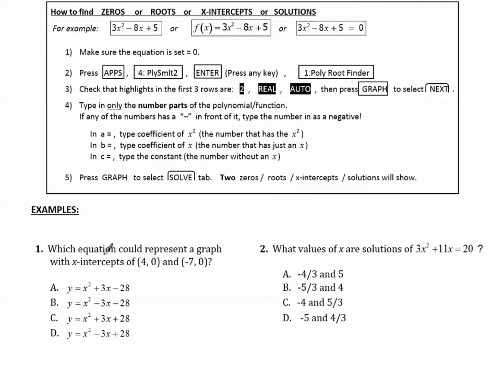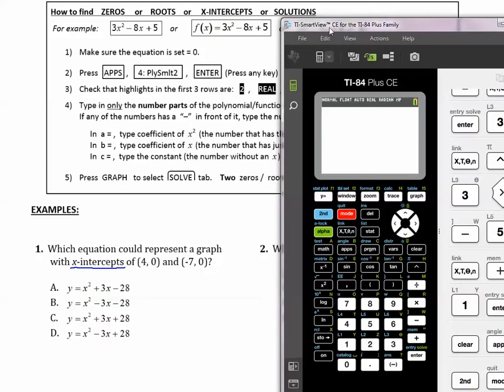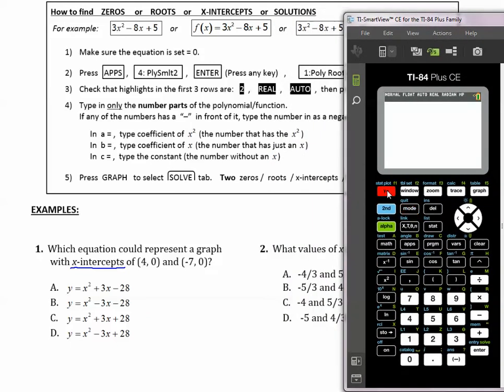Number 1, which equation could represent a graph with x-intercepts 4, 0 and -7, 0? Now those seem like they'd be pretty easy to check. So I would prefer probably for this one to plug these 4 choices into y equals and take a look at the graph. So that's what I'm going to do. X squared plus 3x minus 28. X squared, that's the quick button for x squared, plus 3x minus 28. Let's go ahead and plug in the rest.